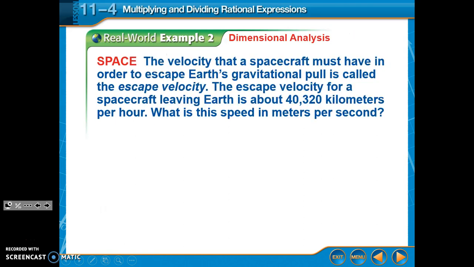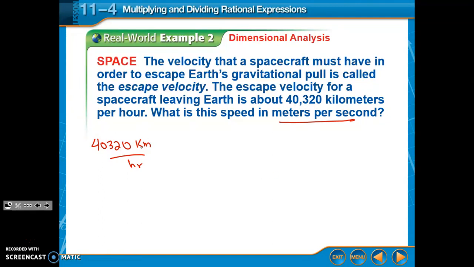All right, example 2. The velocity that a spacecraft must have in order to escape Earth's gravitational pull is called the escape velocity. The escape velocity for a spacecraft leaving Earth is about 40,320 kilometers per hour. What is the speed in meters per second? So I want to switch this from kilometers per hour, so 40,320 kilometers per hour. I'm going to write it like that. And I want to get it down to meters per second.